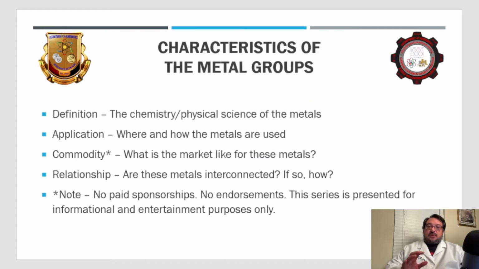Some of the characteristics that we're going to talk about in each of the metal groups are, we're going to define them. What is the chemistry and the physical sciences of those metals? What's their application? Are we talking in terms of industry, how they're used in everyday items around the home, around our workplaces? We're going to talk about them as commodities. What are they like on the market? How does it work? And then we're going to talk about the relationship. What is the relationship of these metals to the metals that we stack and collect, i.e. gold, silver, platinum, and palladium?